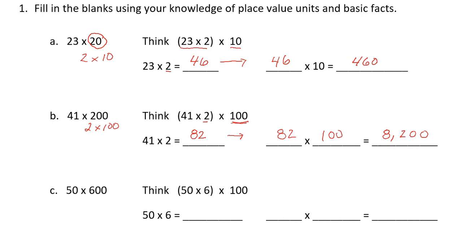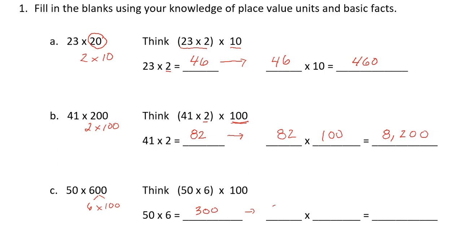The next one is 50 times 600. So again, we'll think of that 600 as 6 times 100. I'll start by finding 50 times 6. Well, I know that 5 times 6 is 30. Multiply that by 10 to show me 50 times 6. So 50 times 6 is 300.